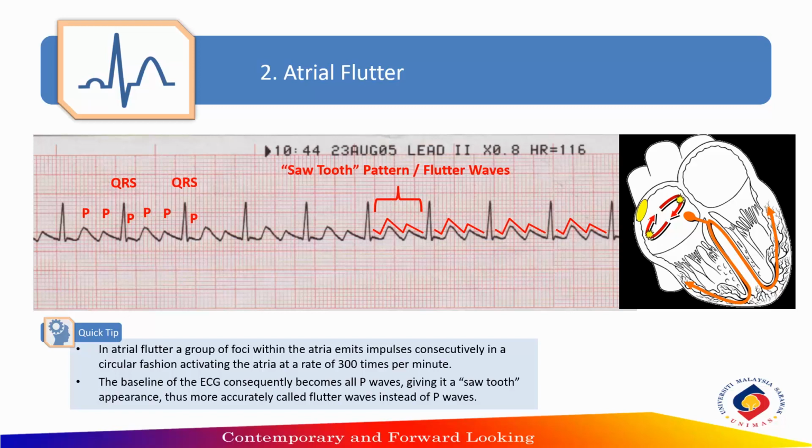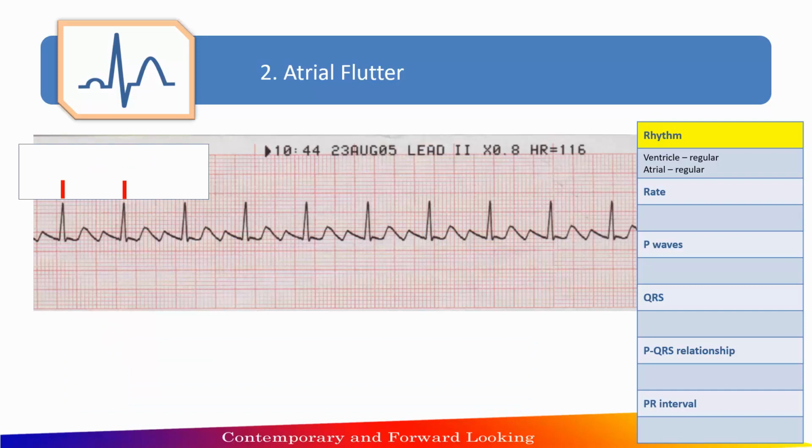If there is a variable block present, then there will be an alternating mix of 2-in-1, 3-in-1, or 4-in-1 blocks across the rhythm strip, which cause the overall rhythm to become irregular. Now, let's use our 6 systematic step approach to analyze this rhythm strip. Let's start with rhythm regularity.